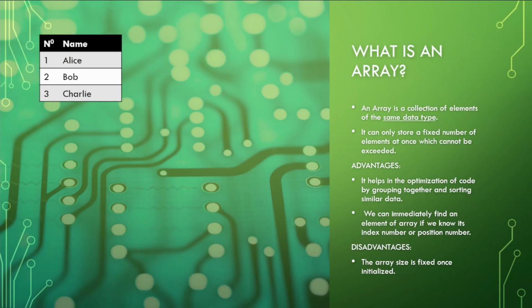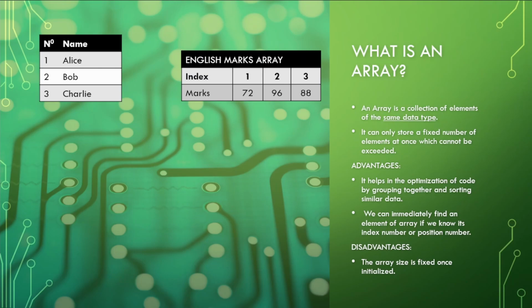So let's suppose there is an array. I'm going to show you what the advantages of an array are. So we have an array over here. Let's just assume that the starting element of the array is actually 1 rather than 0. So we have Alice, Bob and Charlie. And we have a separate array which is associated with the names, which are the English marks.